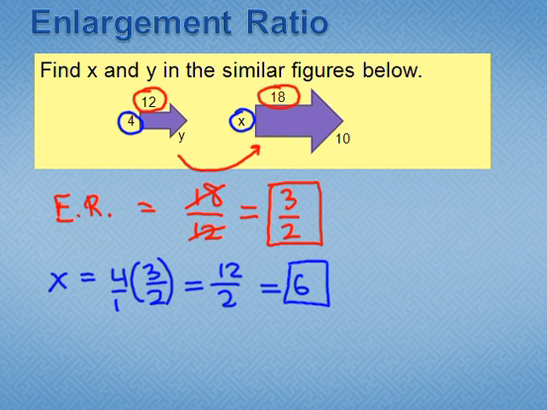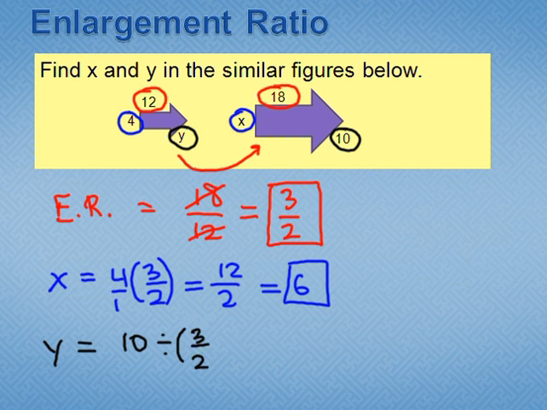So x is 6. Now to find y, we have to do the opposite. We need to divide. So we have y equals... now look at the corresponding parts. Y is the lower right edge of the arrow. And same thing over here, 10 is the lower right edge of the bigger arrow. So to find the y value, we have to take 10 and divide by 3/2 to get the smaller amount, which is y. So let's take 10, and we want to divide this by our enlargement ratio, which is 3/2.